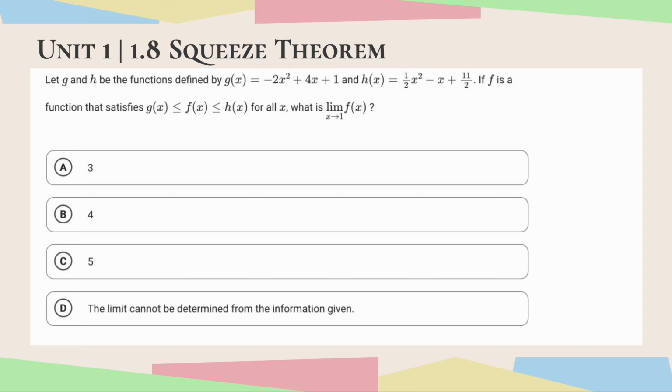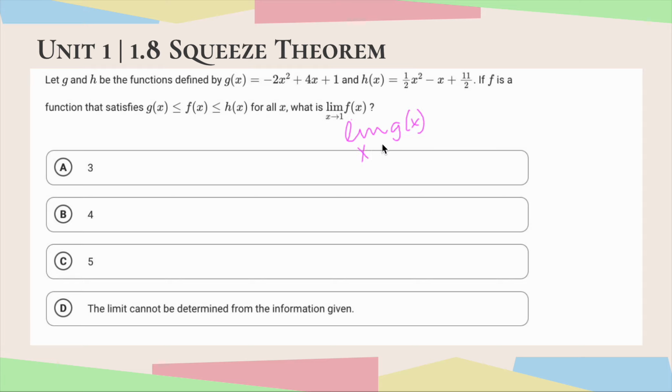Okay, this question says, let g and h be the functions defined by g of x equals -2x squared plus 4x plus 1, and h of x equals 1/2 x squared minus x plus 11 over 2. If f is a function that satisfies g of x is less than or equal to f of x is less than or equal to h of x, for all x, what is the limit of f of x as x approaches 1? Again, this notation is tipping me off that this is a squeeze theorem problem, so I'm going to go ahead and use direct substitution.